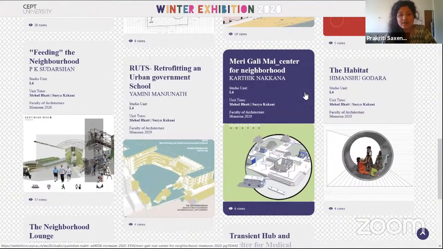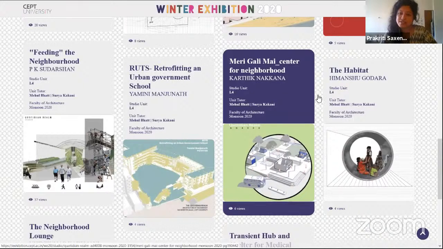The next one is called Meri Gali Mein, which is a center for neighborhood done by Karthik. This was in Ghaziabad and Delhi in that region. What Karthik noticed was that the urban park over there was not a very safe space, not a very public space. And he wanted to see how through design, the space can be made more democratic, more open to the public. So he designed a community center and a thoroughfare going through the park with that idea. The idea was basically to have eyes on the street.